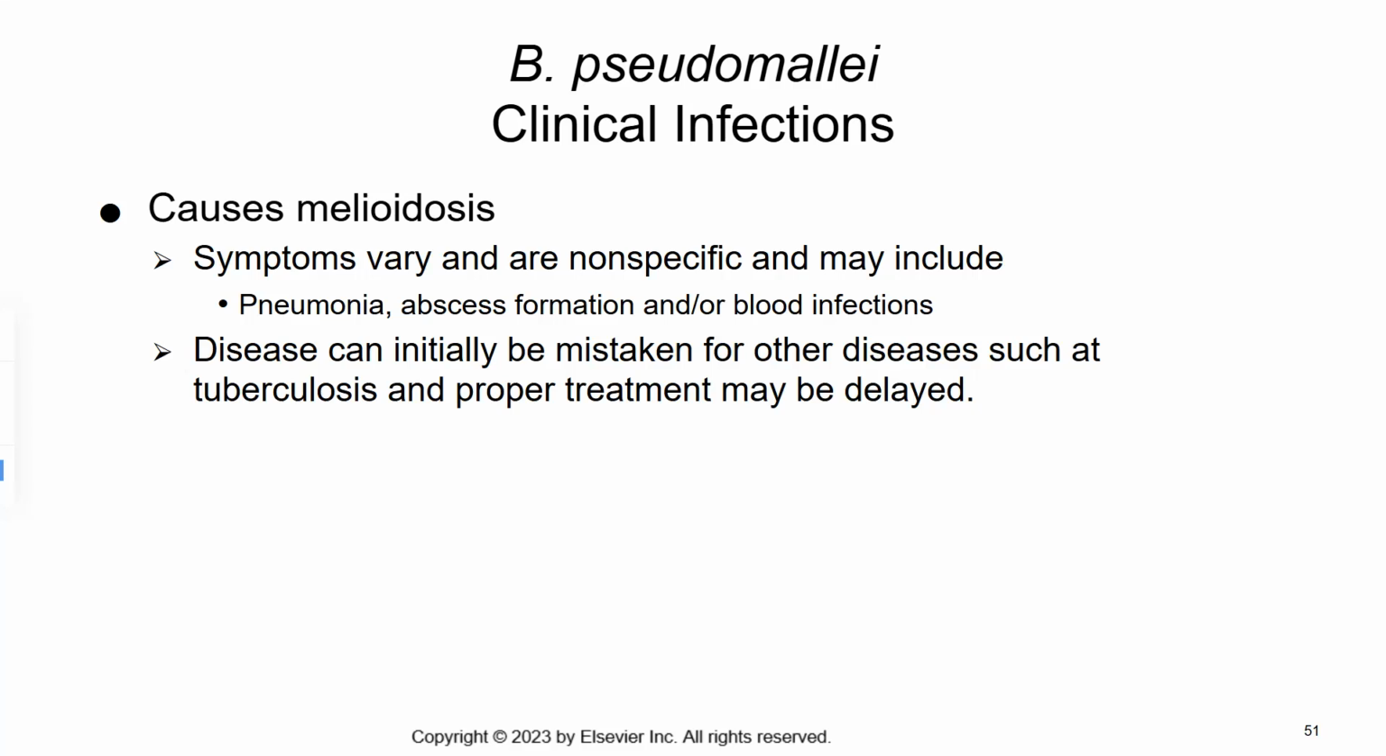B. pseudomallei causes melioidosis. Symptoms vary and are nonspecific and may include pneumonia, abscess formation, and or blood infections. Disease can initially be mistaken for other diseases such as tuberculosis, and proper treatment may be delayed.